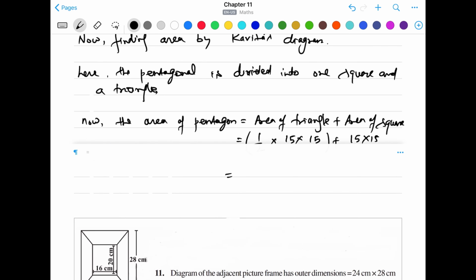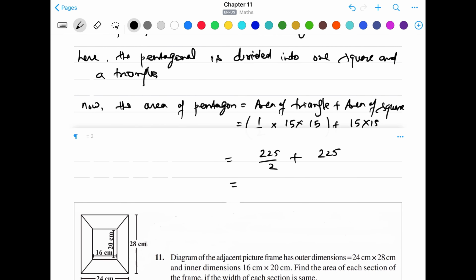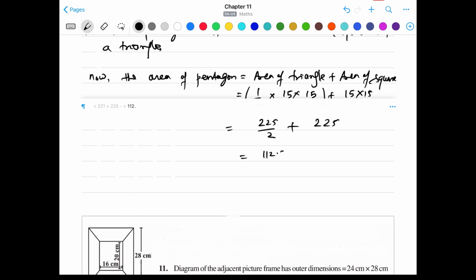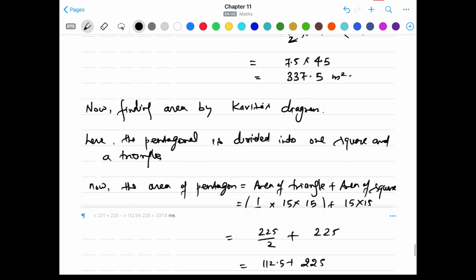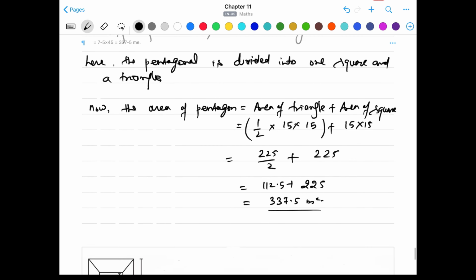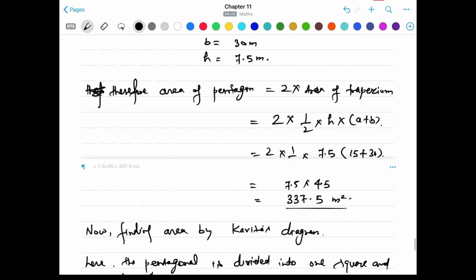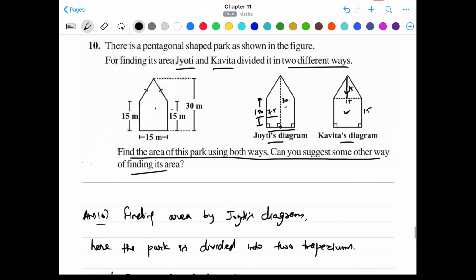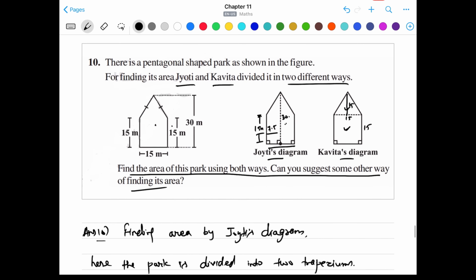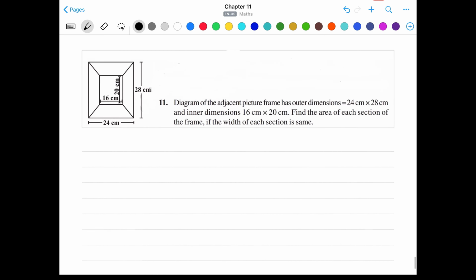So this will be 15 into 15, which is 225, by 2, plus the square, 15 into 15, is 225. So 225 divided by 2 will be 112.5, plus 225. After adding the two, we'll get the result again as 337.5 meter square. So in both cases we are getting the area equal. That's how you can calculate the area of any given figure by dividing it into different sections.